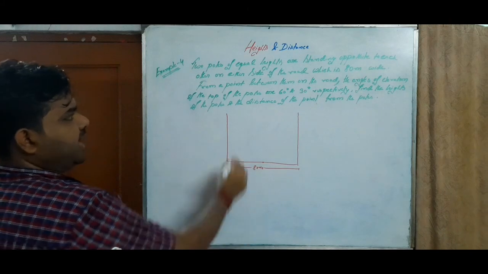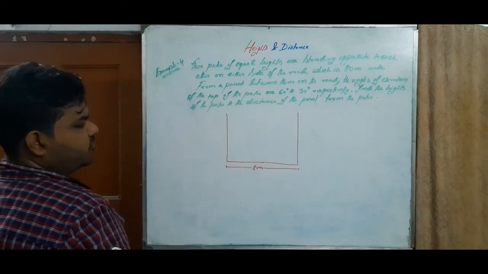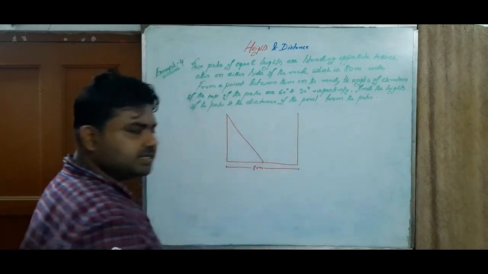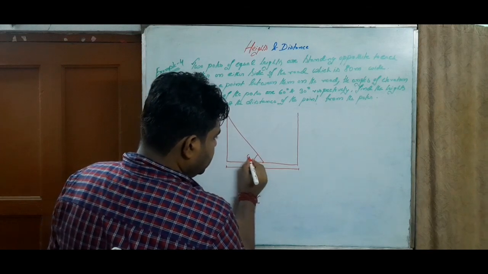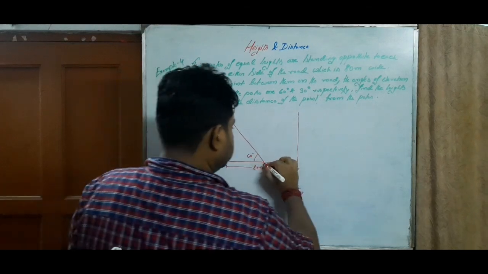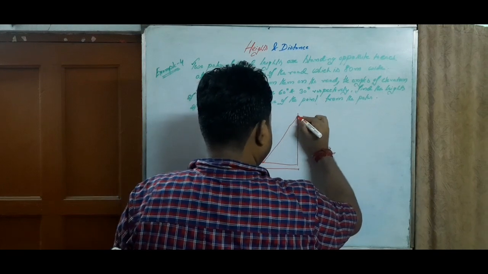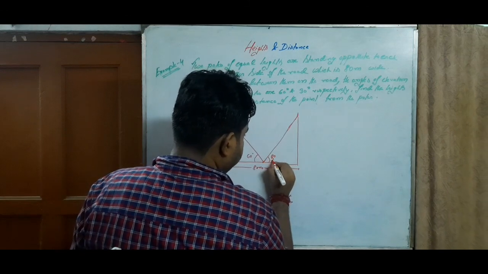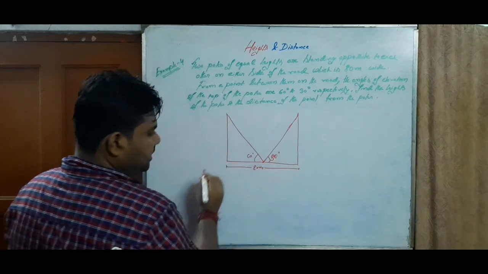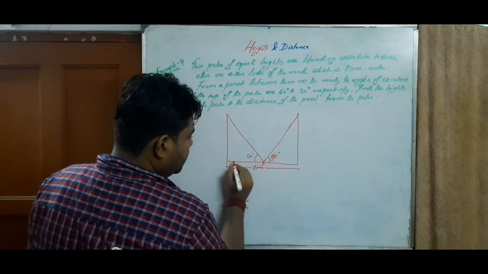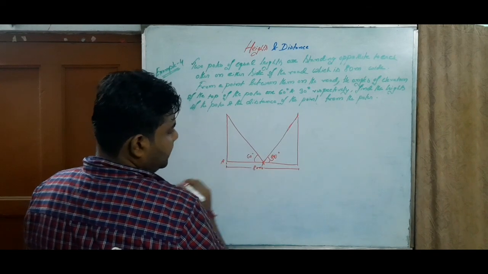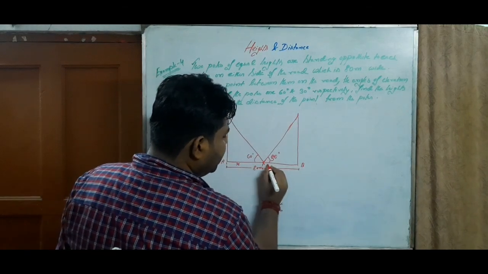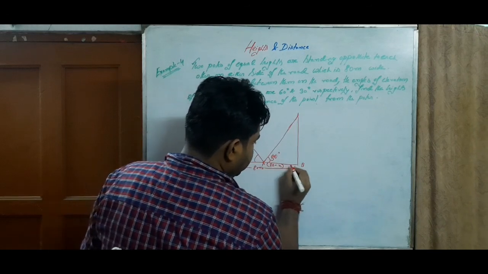From this point, the angle of elevation of the first tower is 60 degree, and the angle of elevation of the second tower, that is this angle, is 30 degree. Now let the distance of the point P from pole A be x, and the distance from P to B is 80 minus x meter.